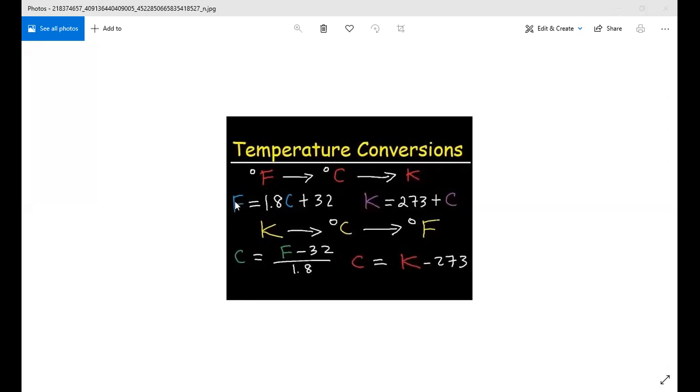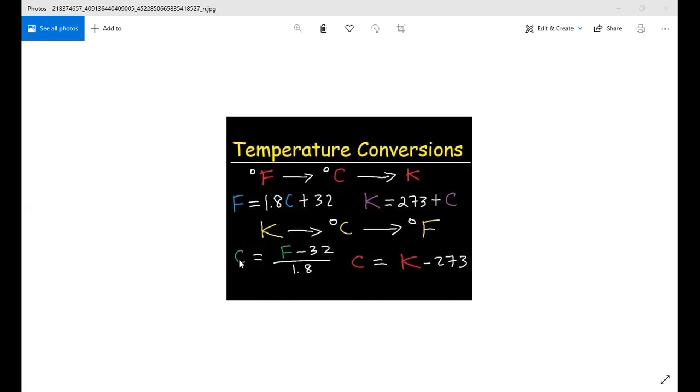So for example, if you want to convert 37 degrees Celsius to Fahrenheit, you just multiply 37 degrees Celsius times 1.8, then plus 32. That will give you the value in Fahrenheit. And then to convert from Celsius to Kelvin, you just add the value of the Celsius to 273. That will give you the value in Kelvin.